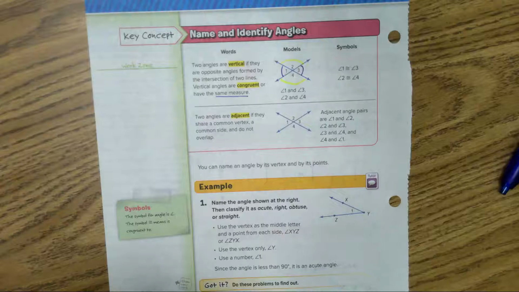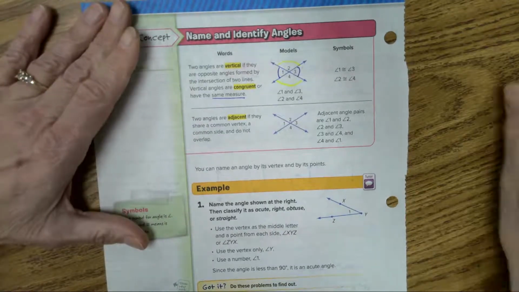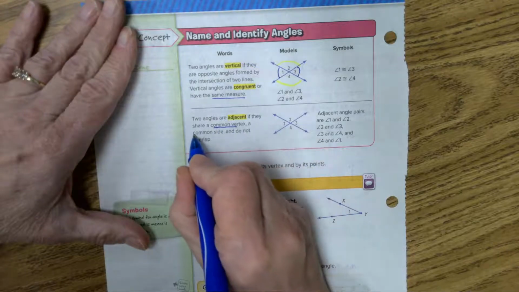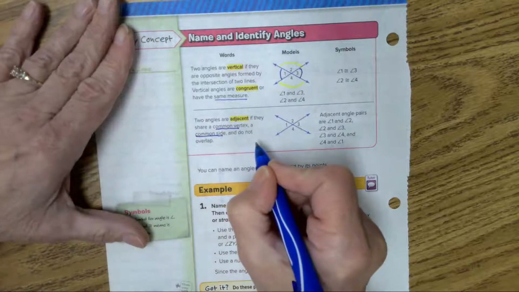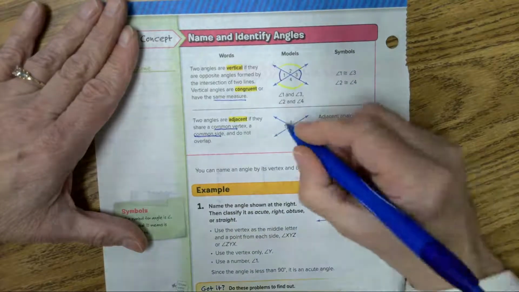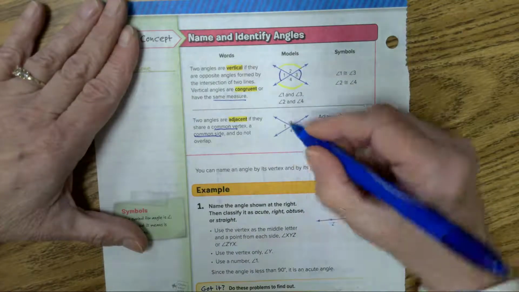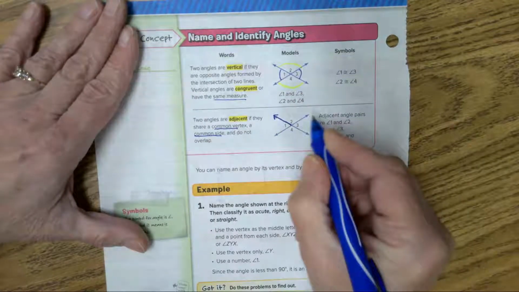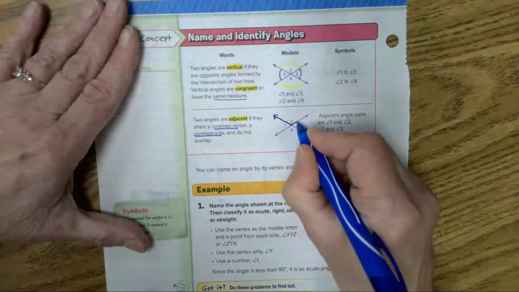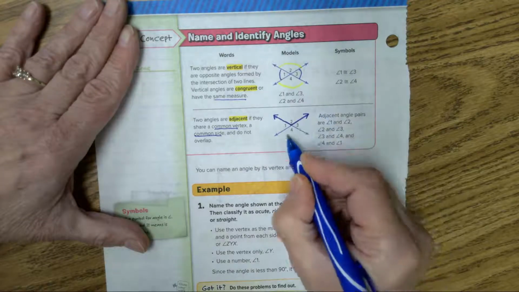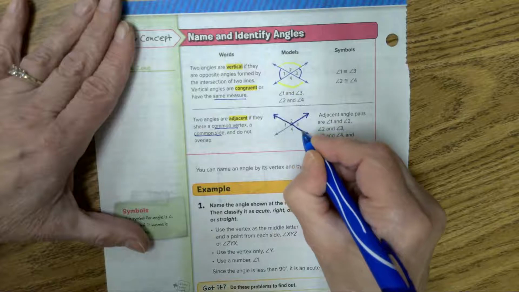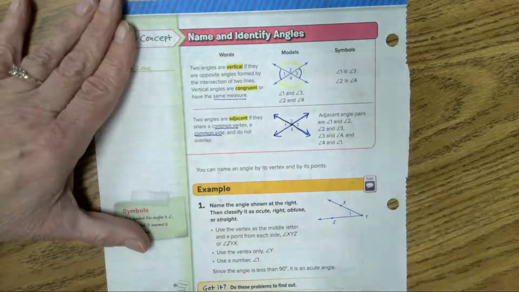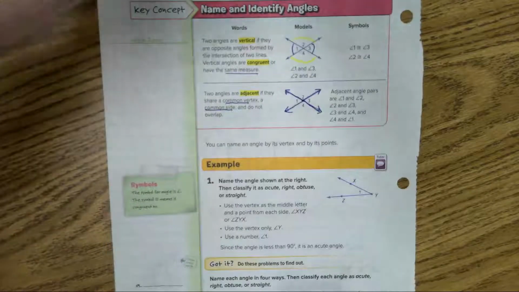It says, two angles are adjacent if they share a common vertex and a common side and do not overlap. So adjacent angles 1, 2. Angles 1 and 2 share this ray. Angles 2 and 3 share this ray. Angles 3 and 4 share this ray. They are adjacent. And angles 4 and 1 are adjacent. They share that ray. Okay, let's go on and do the examples.